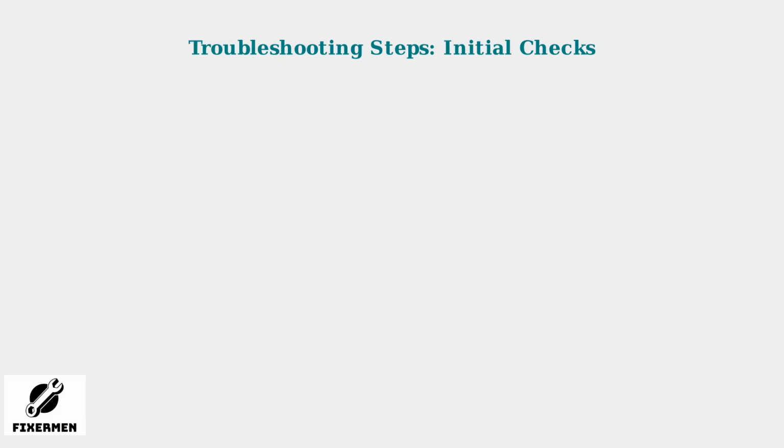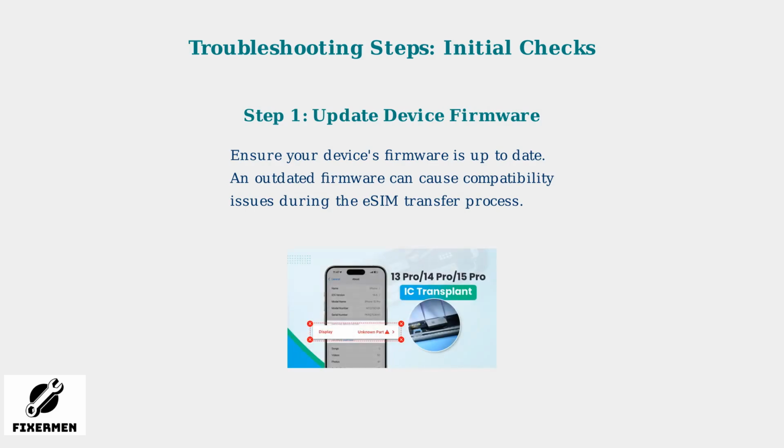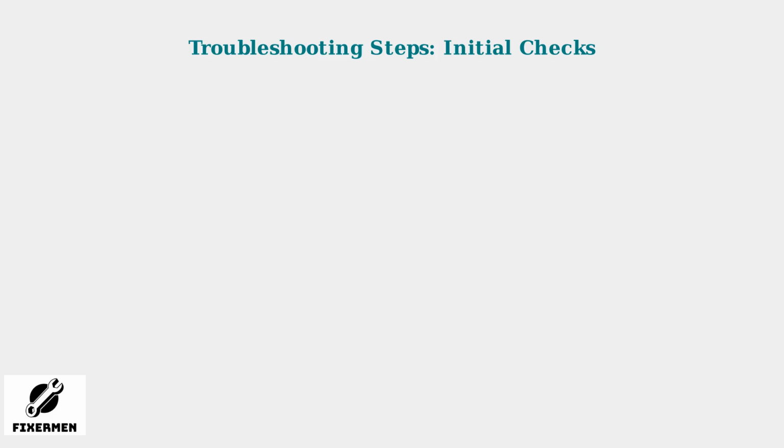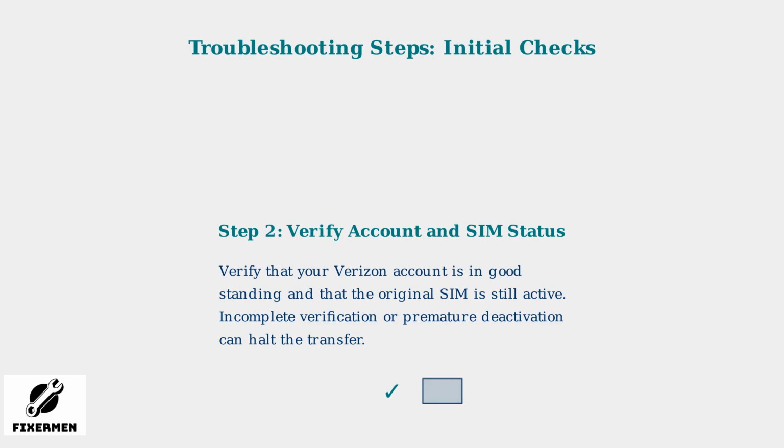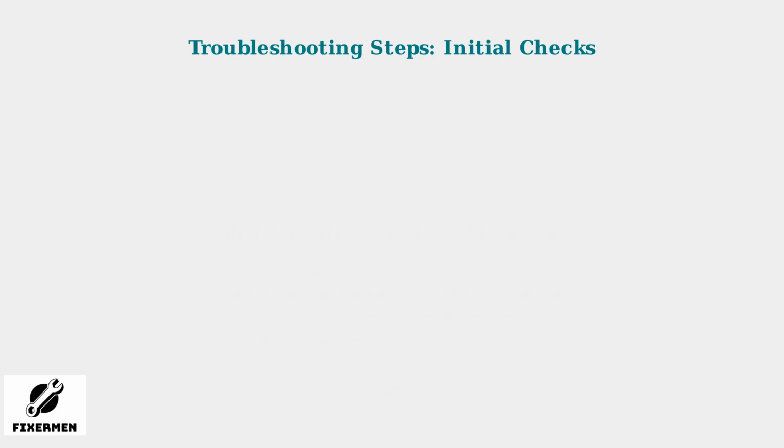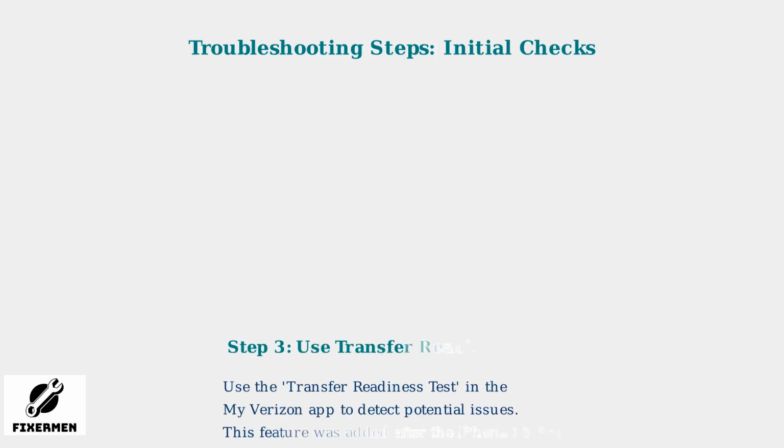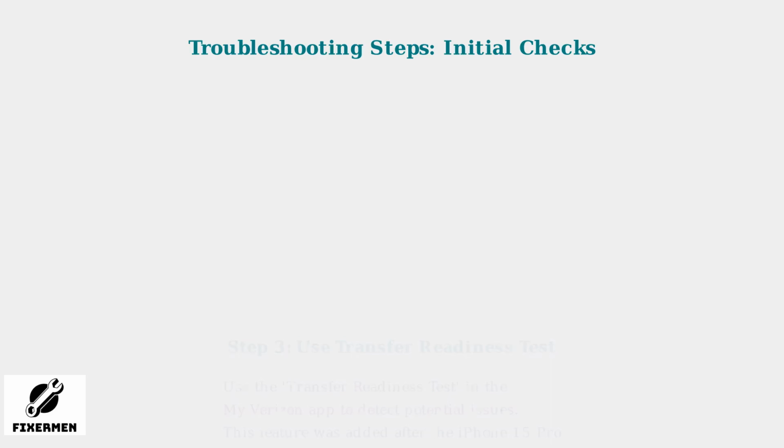Before diving deeper into troubleshooting, let's perform some initial checks to resolve common eSIM transfer issues. First, ensure your device's firmware is up to date. An outdated firmware can cause compatibility issues during the transfer. Next, verify that your Verizon account is in good standing and that the original SIM is still active. Incomplete account verification or deactivation of the original SIM prematurely can halt the transfer. Finally, you can use the transfer readiness test in the My Verizon app, which was added after the iPhone 15 Pro transfer fiasco, to detect potential issues before attempting the transfer.